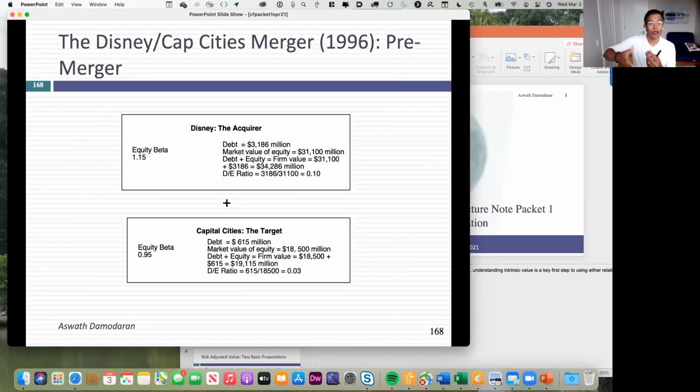You're saying, why are you adding the two? Because the value of the company comes from both its debt and equity. The value of Disney is about 34 billion. The value of Cap Cities is 19 billion. So I'm taking debt plus equity as the weight.